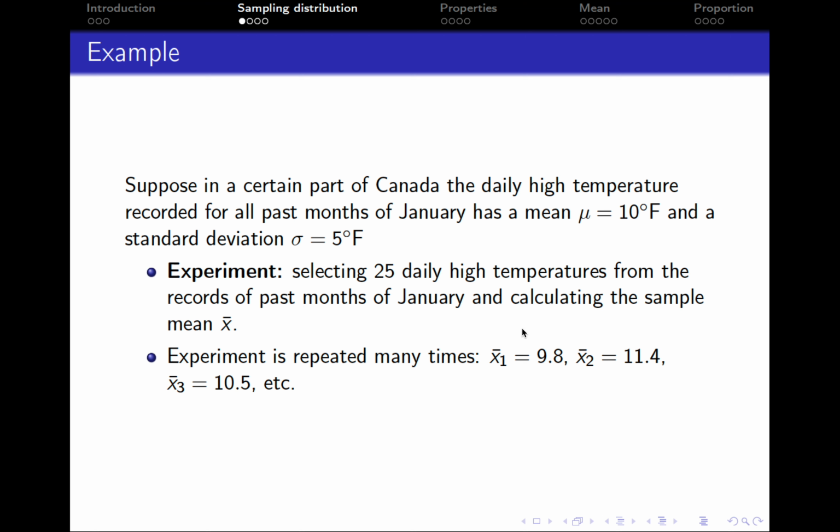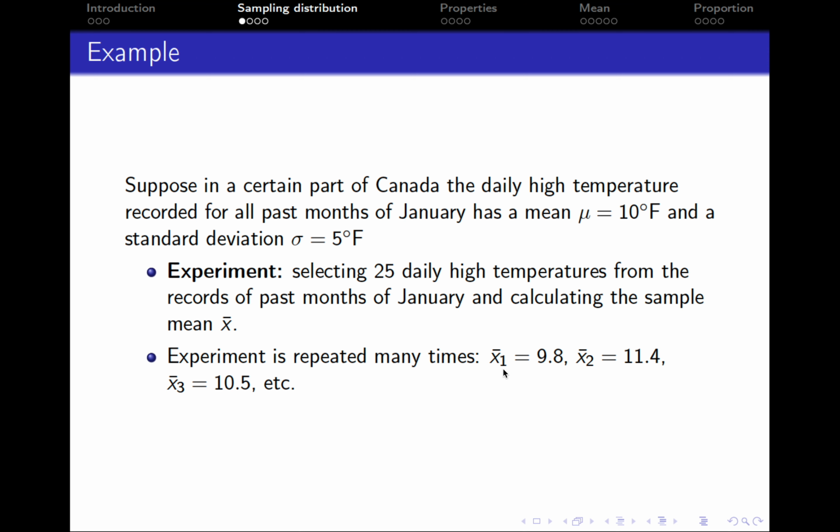During the first experiment, we get that the mean value of the sample is 9.8 degrees Fahrenheit. During the second experiment, we get a mean value of 11.4 degrees Fahrenheit. And during the third experiment, we get a mean value of 10.5 degrees Fahrenheit, and so on and so forth. So this experiment is conducted 100 times, 200 times.